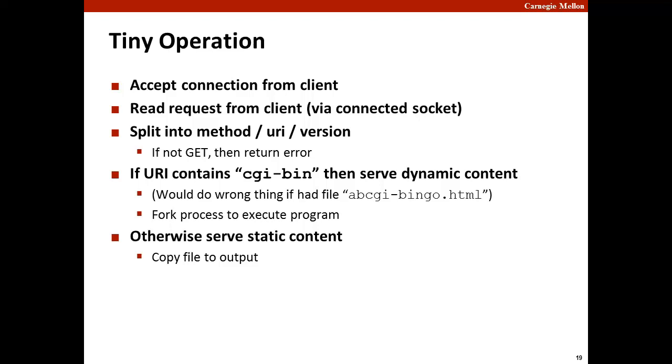If the URI contains CGI-bin, it assumes it's dynamic. If it doesn't, it assumes it's static. If the identifier does not contain CGI-bin, it looks for it in the file system at the path you specified. That path is not necessarily relative to the root of the file system. It's relative to the root of the web server. The web server's configuration says basically this is where the web server lives. URIs are relative to this point. In the case of Tiny, it's wherever you start Tiny.